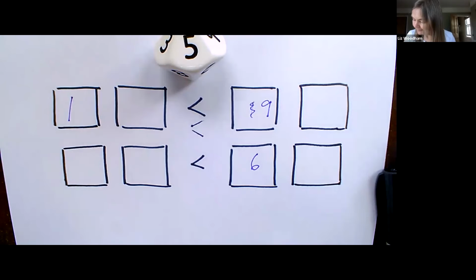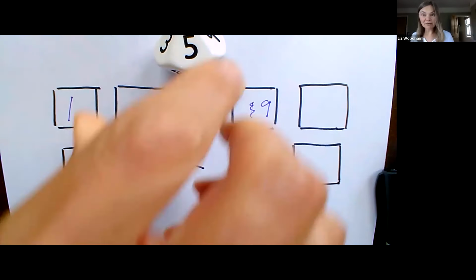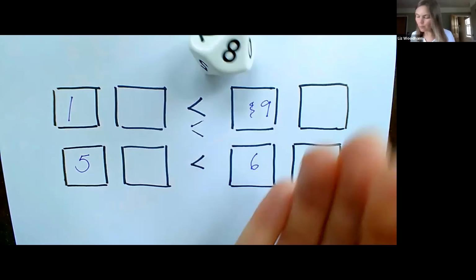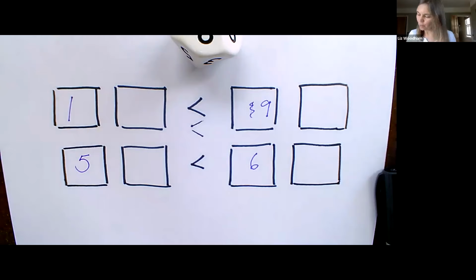Well, I might put it here. Okay. Oh, and now we've got an 8. All right, where are you going to put your 8? Oh, I think I might put it here. So I've made an 18 there.